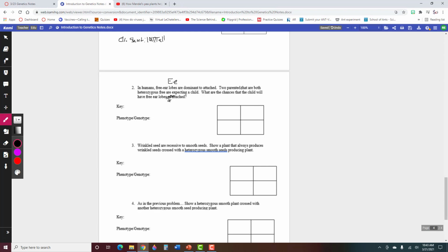There's a lot of typos here. Two parents that are both heterozygous free. So they are both heterozygotes. Heterozygotes are always capital lowercase. They're both capital lowercase. All right, fill this out. Bring the capital E down and the capital E over, and then bring the capital E over and the lowercase e down, and then bring the capital E down and the lowercase e over, and then bring down the lowercase e from the top and the lowercase e from the side.